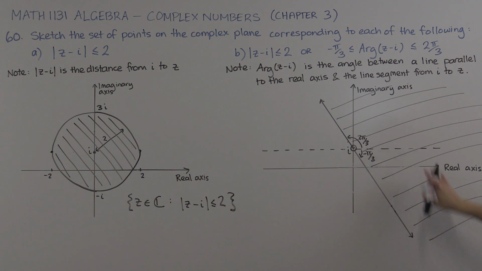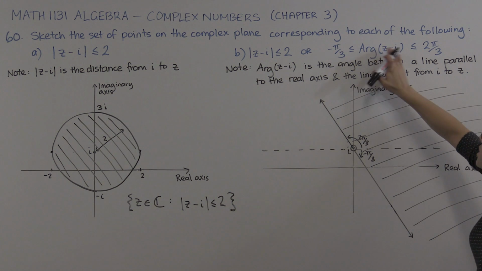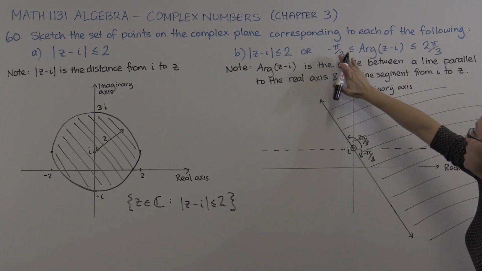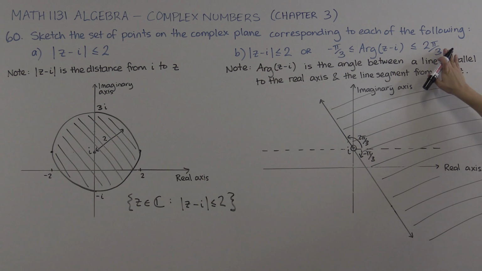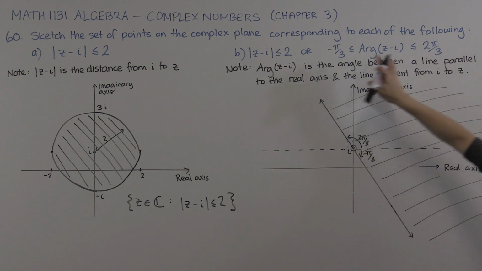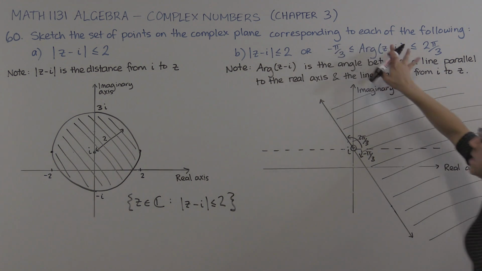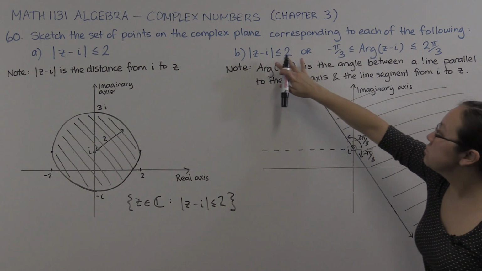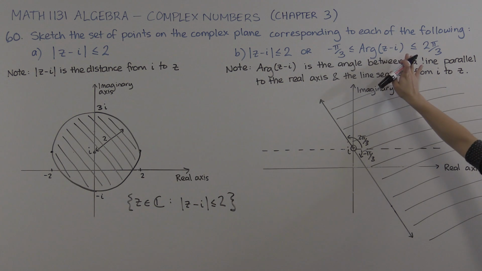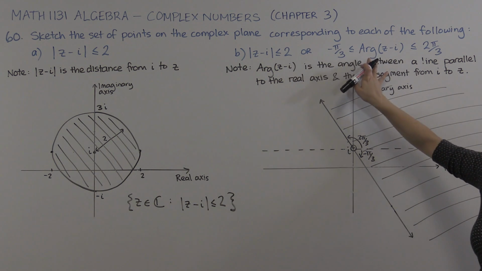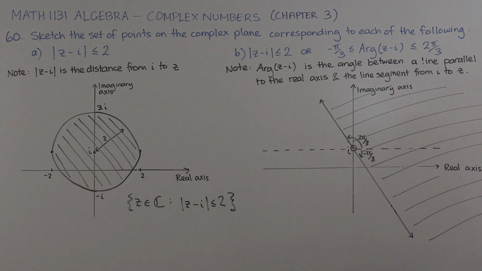And this is just the set of complex numbers which have an argument of Z minus i between minus pi on 3 and 2 pi on 3. However, that wasn't the question. The question said we wanted to sketch this or this. So we need this region as well as this region. It could be in either this or both, right?